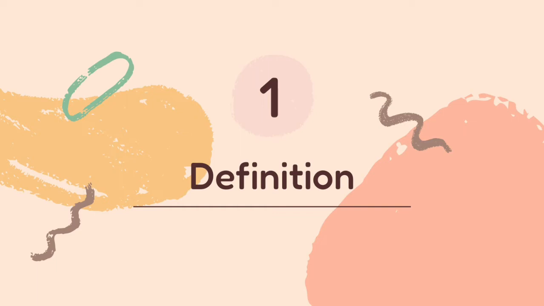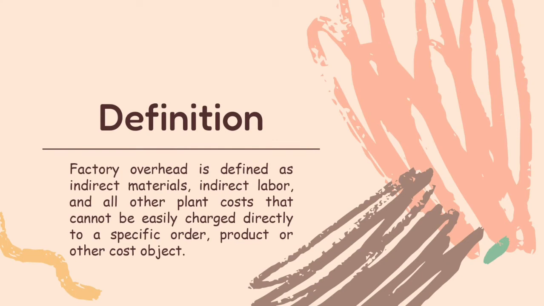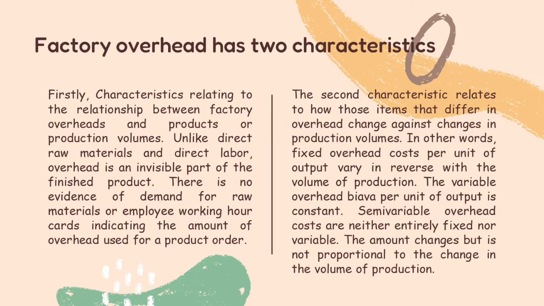I would like to explain about the definition. Factory overhead is defined as indirect materials, indirect labor, and all other planned costs that cannot be easily charged directly to a specific order, product, or other cost object. Factory overhead has two characteristics. Firstly, a characteristic relating to the relationship between factory overheads and products or production volume.